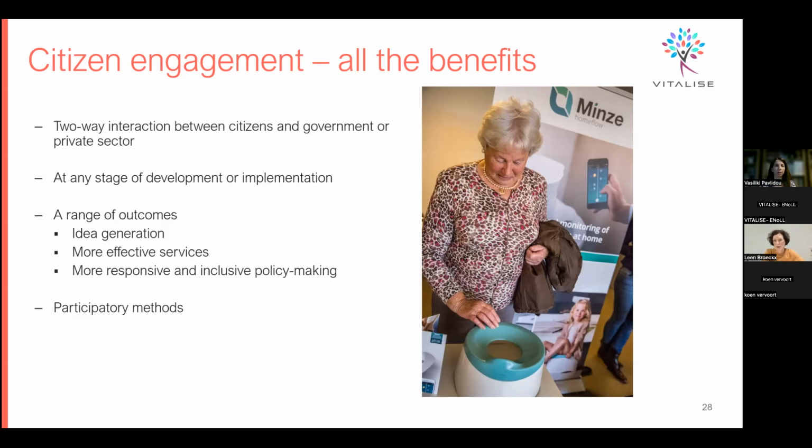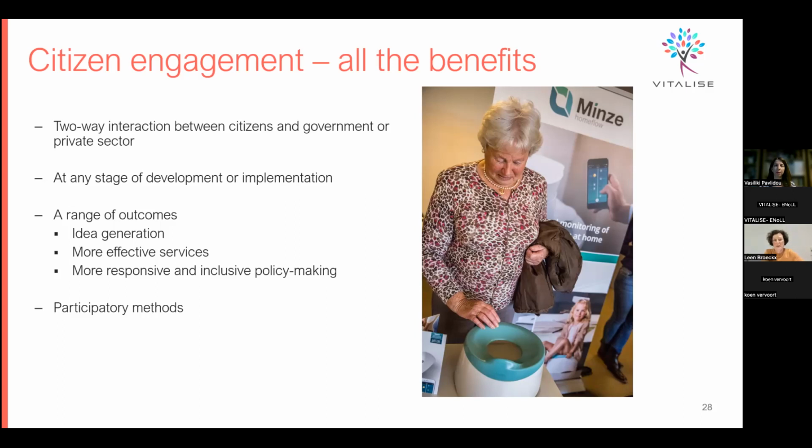And it can give you a range of outcomes. If you do it from the very starting point of an innovation or a project, then it's more about idea generation that you get from them. But if you're already in a later stage and there is already a prototype, then you can get from your citizens really more effective services that are more efficient and more tailored to what they really need.